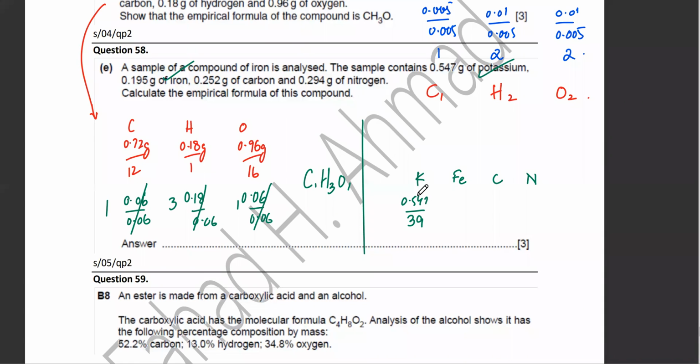0.547 divided by 39. That is its AR. Iron is 0.195. I am dividing it first, that's 56 in the periodic table. Then you've got carbon, which is 0.252 grams, its mass is given. So divide it by 12. And nitrogen is given as 0.294, divide it by 14. Can someone tell me all the values that are coming?